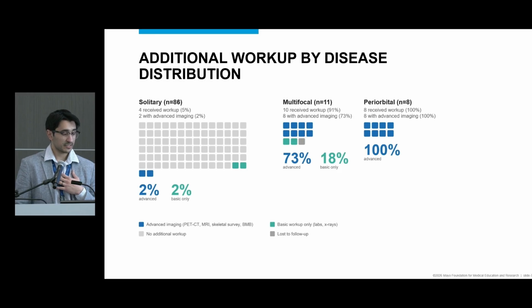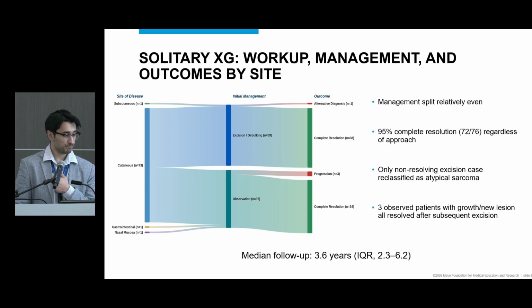Patients with multifocal disease, the majority of them did receive additional workup. The 2 that did not were actually recently diagnosed with systemic hematologic disorders, so they already had workup done relatively recently. And all of the patients with periorbital disease had some sort of workup. The vast majority of them, actually all of them, got advanced imaging looking for systemic sites of disease.